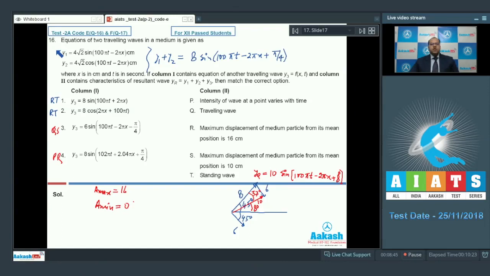So the correct answer for question number 16: for entry 1 it is RT, for entry 2 it is RT, for entry 3 it is QS, and for entry 4 it is PR. Let's move to question number 17.